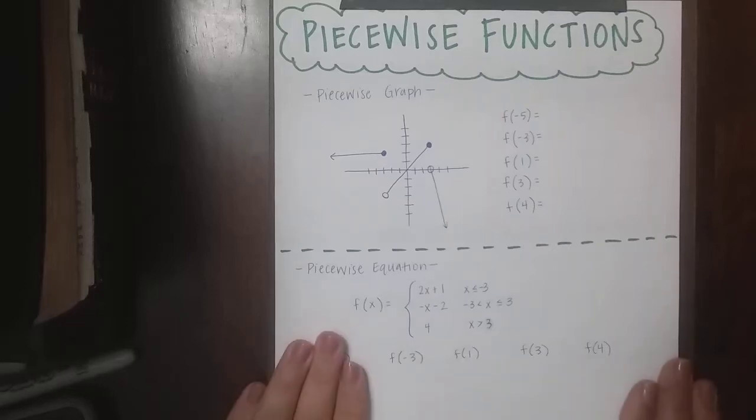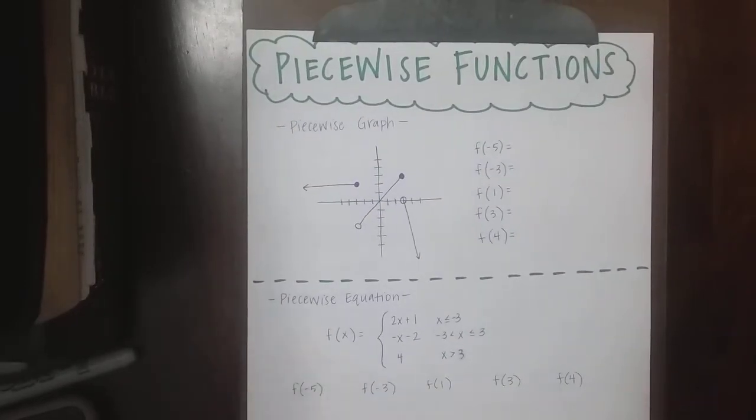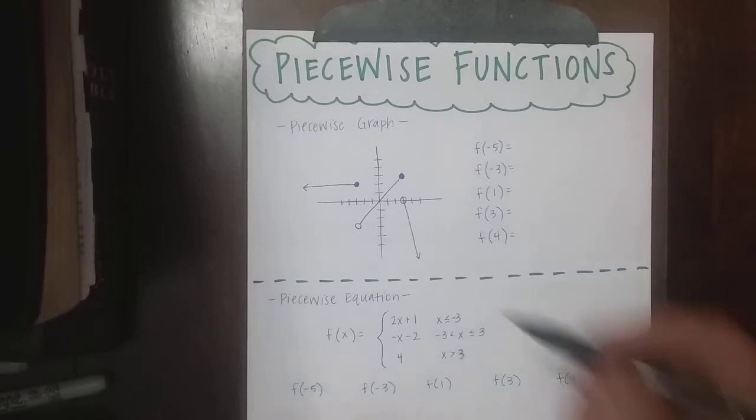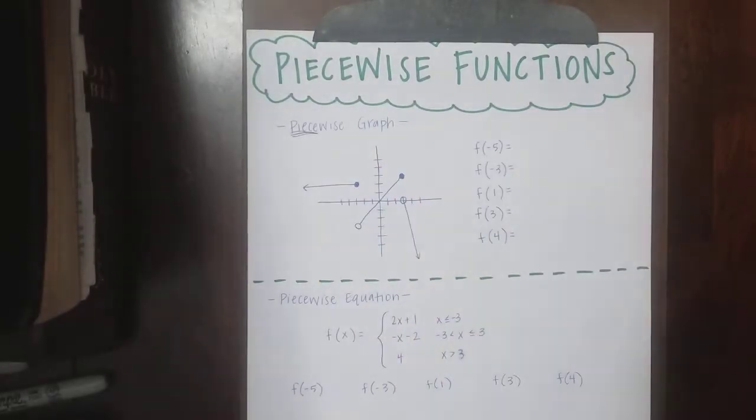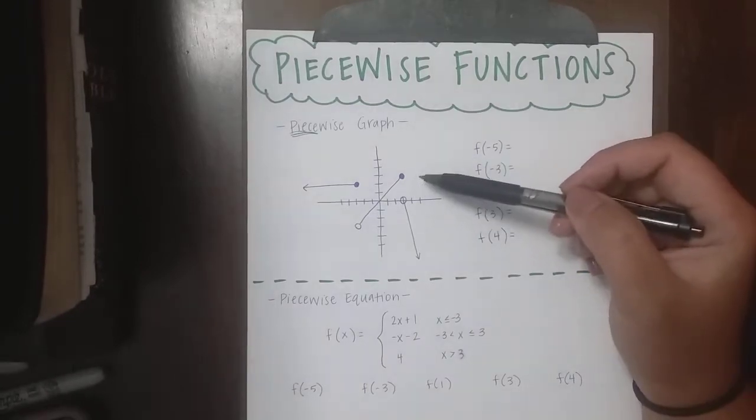All right, our next video, we're going to talk about piecewise functions, and we're not going to do too terribly much with piecewise functions, but we're really just going to evaluate them, right? But a piecewise function is kind of like what it says, right? We have different pieces of functions pushed together to make one. So here's an example of a piecewise graph, right?